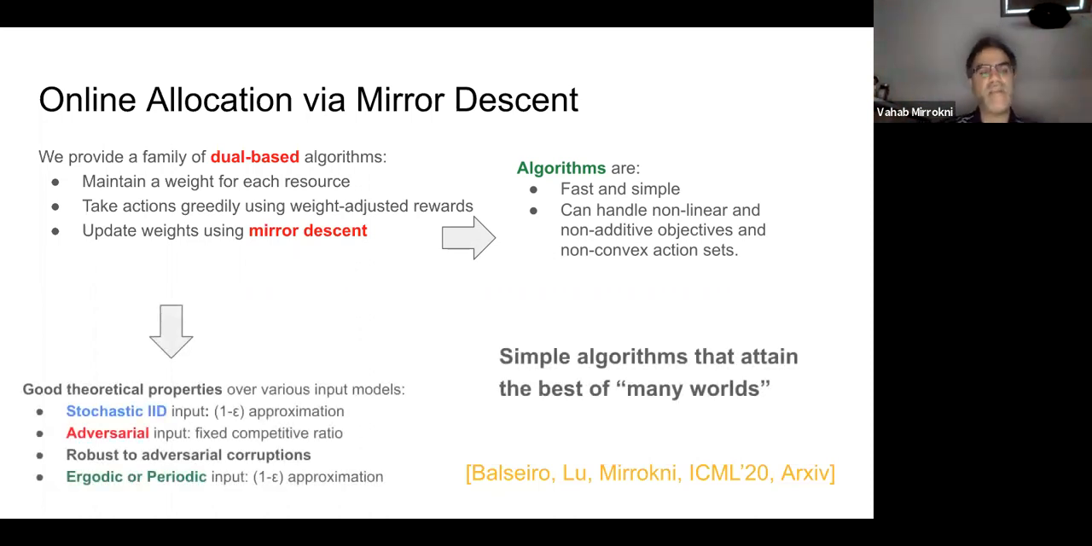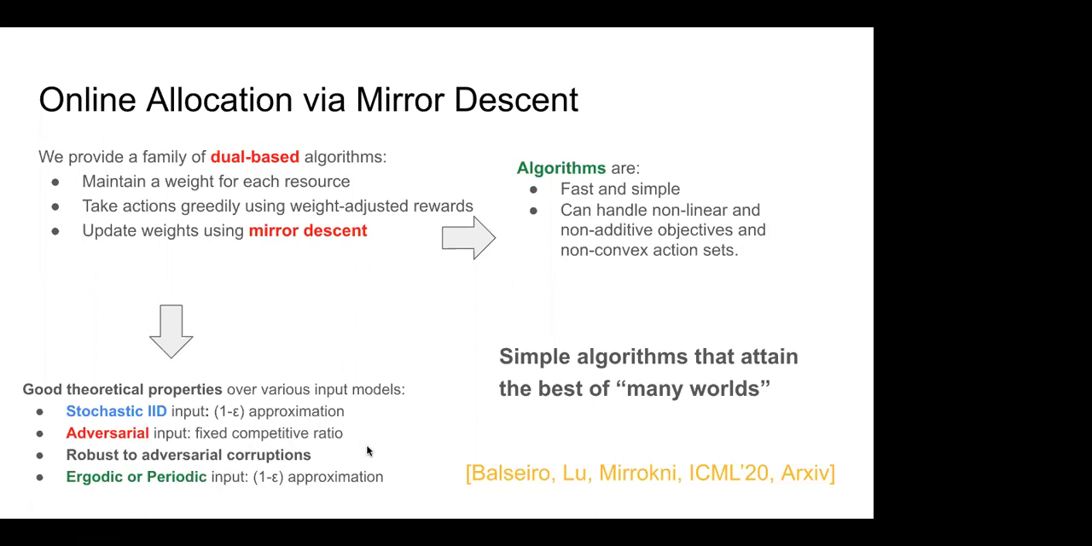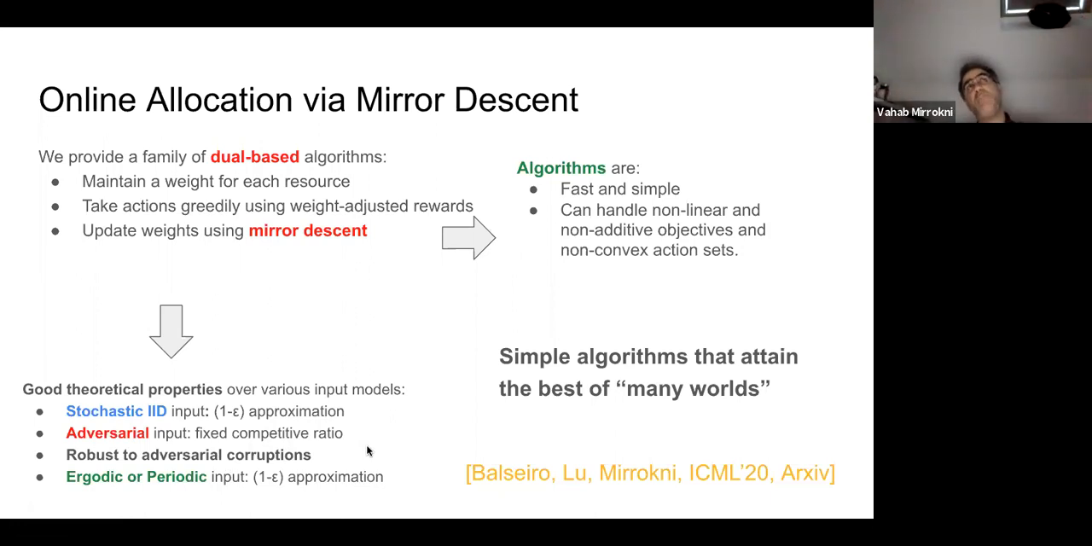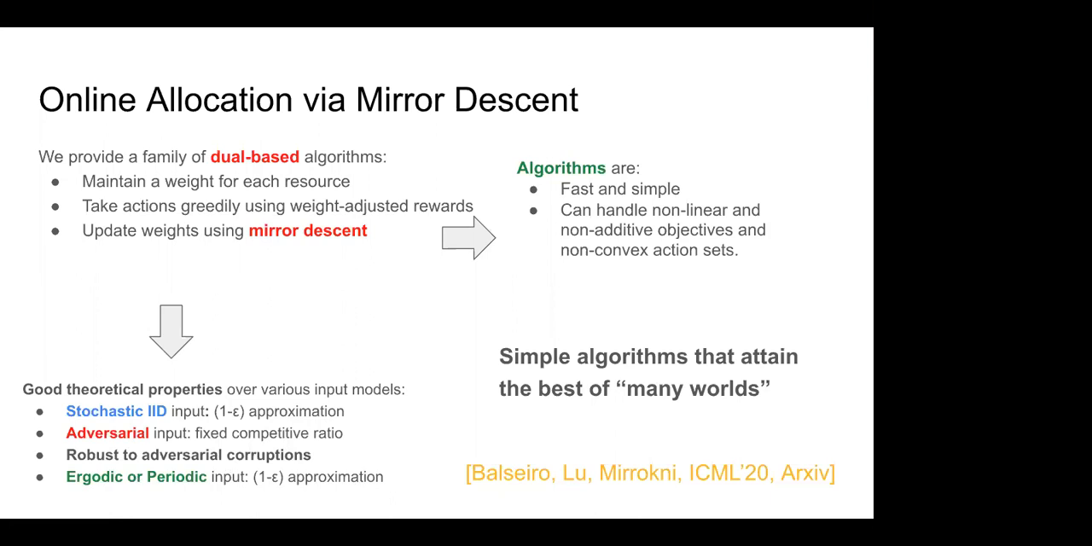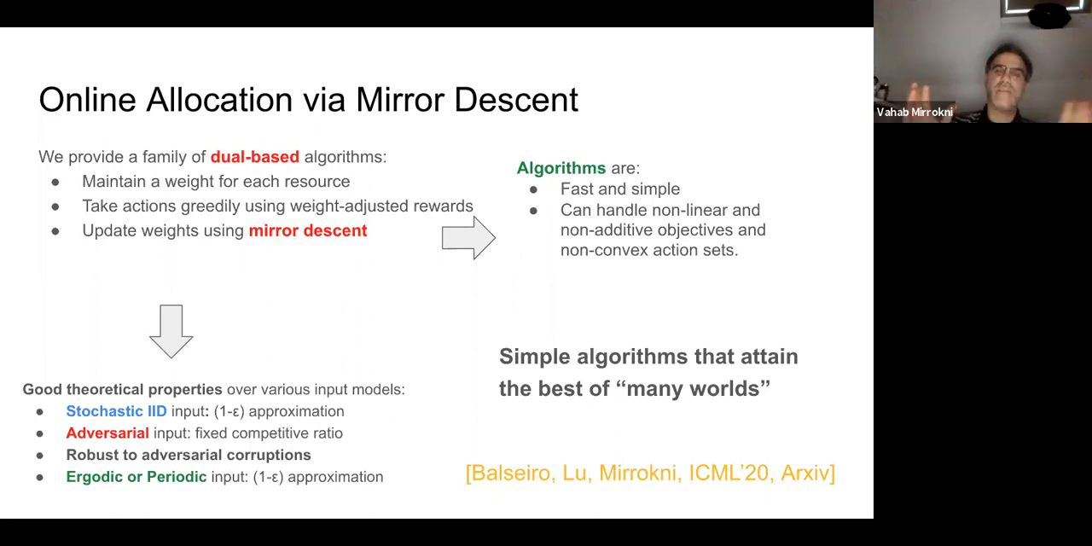And the most interesting thing is that it achieves good theoretical properties for a variety of models, what we call the best of many worlds. In the stochastic input, it achieves a 1 - epsilon approximation. For the adversarial input, it achieves a fixed competitive ratio. And for other popular stochastic models, it also achieves good approximation. I should say that in this paper, we also make some mild assumptions on the distribution of weights and so on. These are realistic assumptions, but still they are assumptions. So we can achieve much stronger results for a very general set of algorithms.